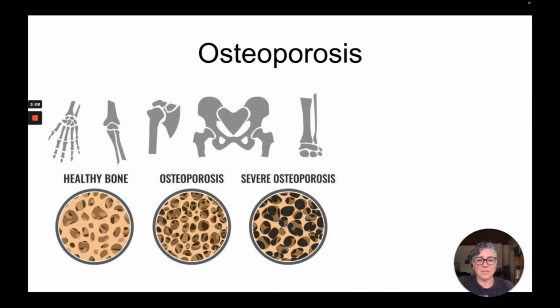And finally, the last deficiency disease we're going to talk about is osteoporosis, which is a bone disease. You can see the comparison here between a healthy bone versus severe osteoporosis. So the areas that would be affected are in the hand, at specific joints like elbows, knees, hips, ankles, pelvic bone.